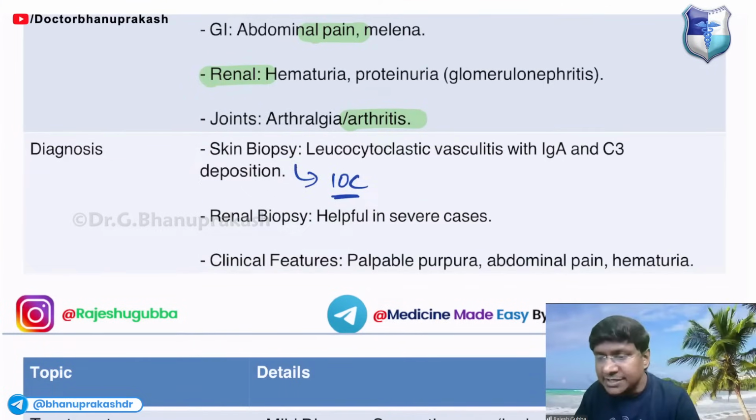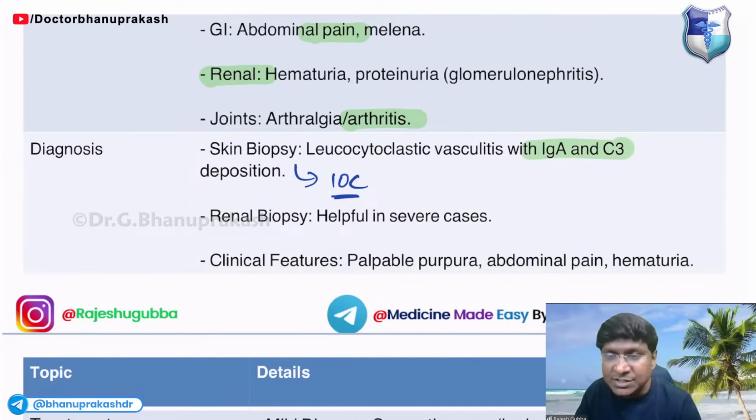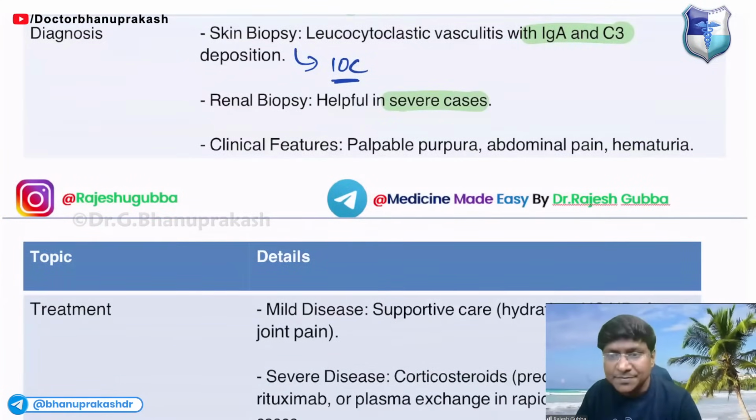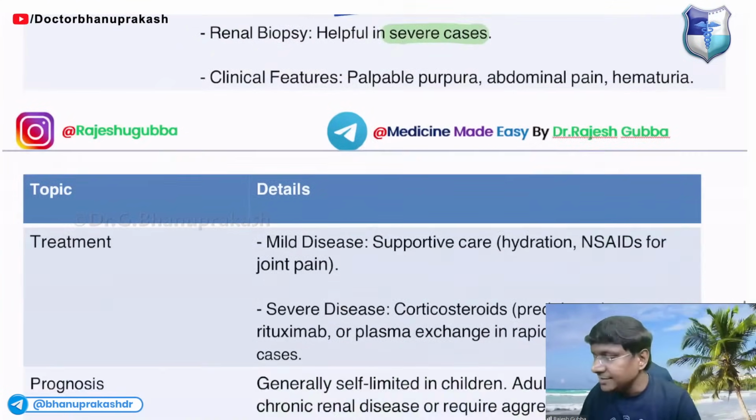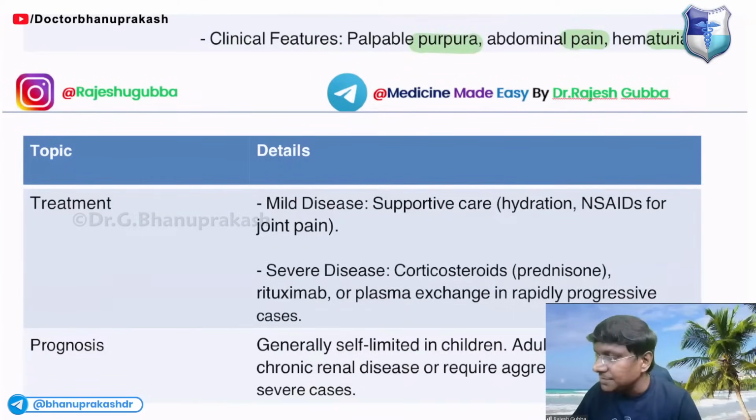Right? And what is it that you will be observing in the skin biopsy? You will notice that there is presence of IgA as well as C3, right? And in severe cases, the renal biopsy may be helpful. And what will be the clinical features? Palpable purpura, abdominal pain, and as well as the hematuria, right?